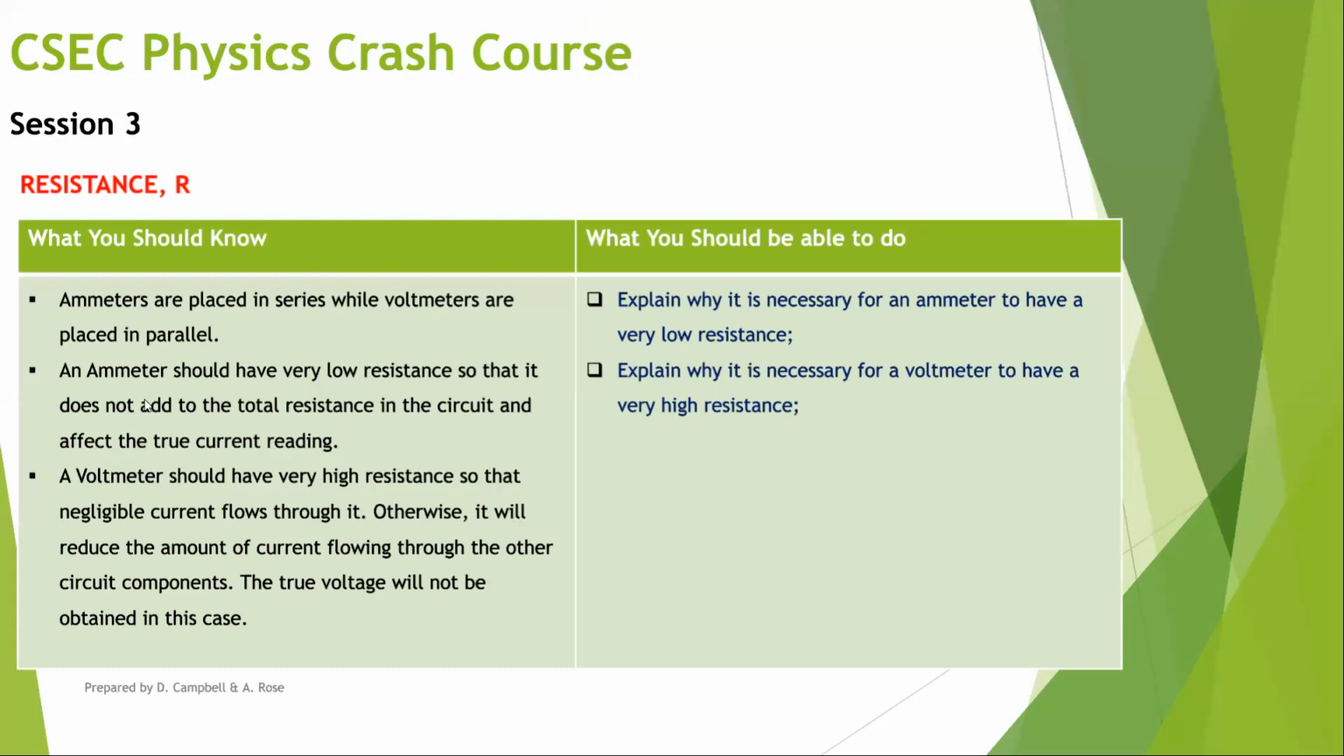Now, ammeters and voltmeters are going to be measuring current and voltage respectively. However, the resistance of these devices is important because it can affect the reading that you get. So in making these devices, they have to consider the resistance that they have, because once you put a component in a circuit, its resistance has to be considered.